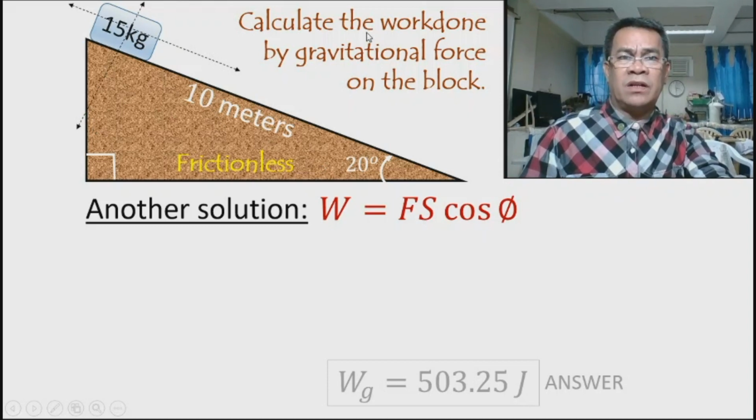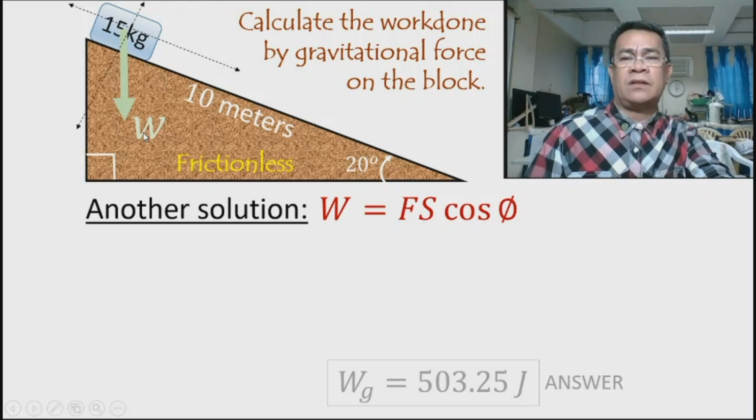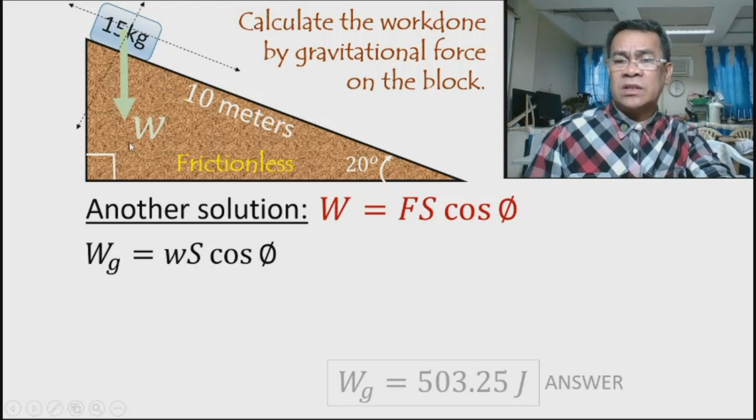Because we are looking for the work done by gravity, we need to focus on the weight of the object. Call it W. This is always vertically downward, which means that since the object is lying on an inclined plane of 20 degrees, the angle from this axis towards the weight is also 20 degrees.